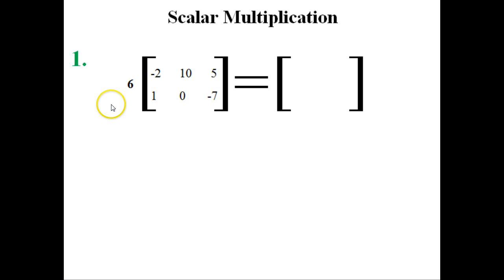Alright, so let's look at this one here. I've got a 2 by 3 matrix, two rows, 3 columns. So I'm going to end up with a 2 by 3 matrix here. So let's go through each one of them individually, and basically this number on the outside we're going to multiply by everything on the inside, but one at a time.